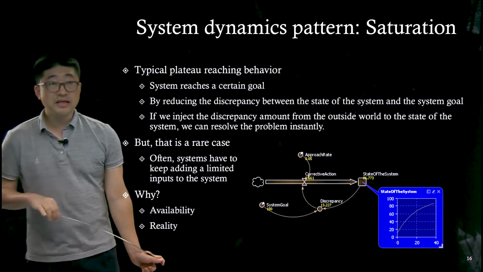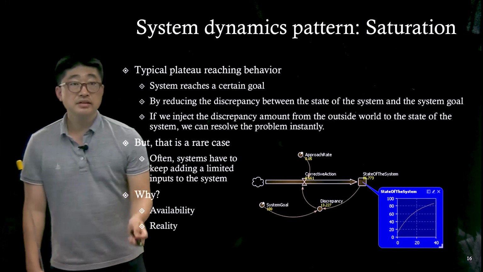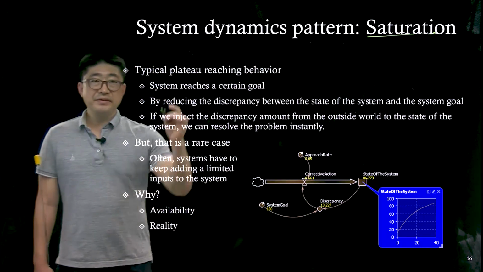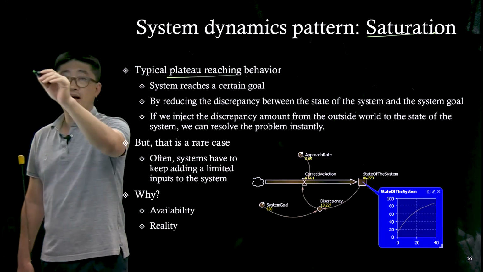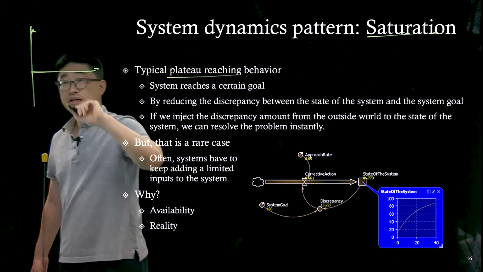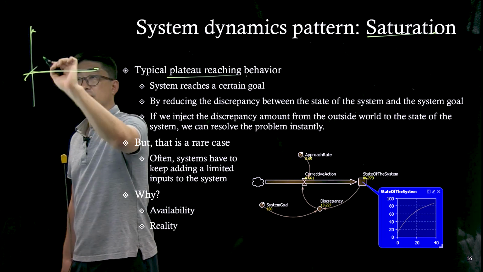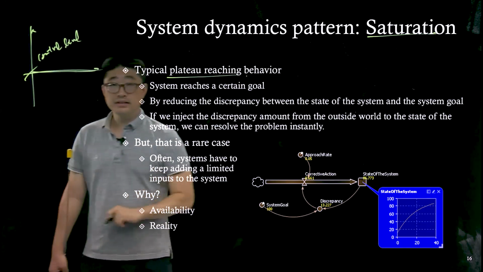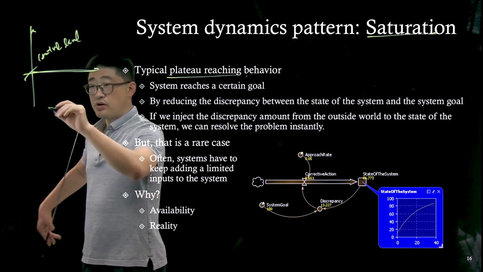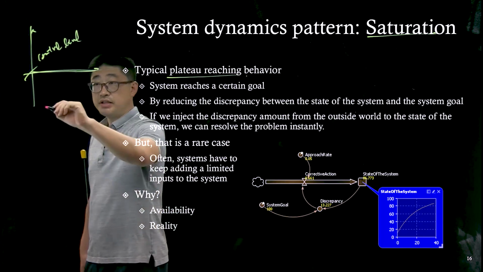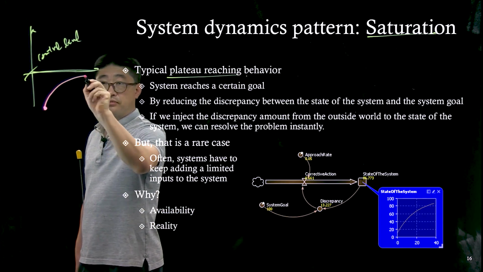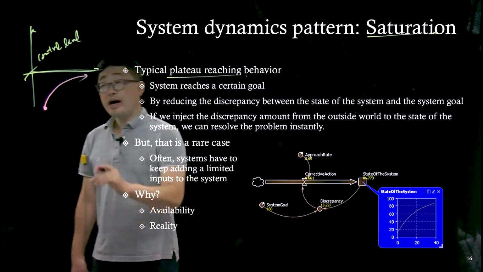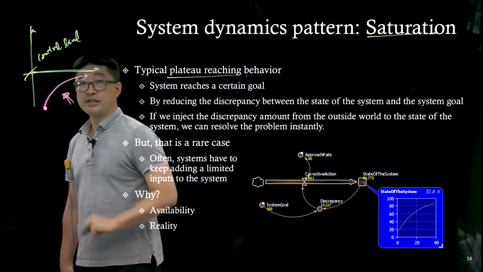Let's discuss a second system dynamics design pattern, which is called saturation. Okay? So this is a typical plateau-reaching behavior. We have this fluctuating system, and let's say this is a control level. We want to make this control level met. However, our current value is here, so it should be approaching like this. If it is behaving nicely, then how do we model this changing behavior?